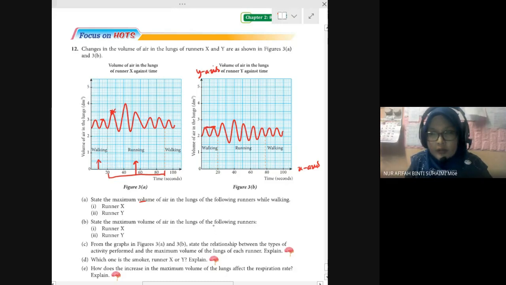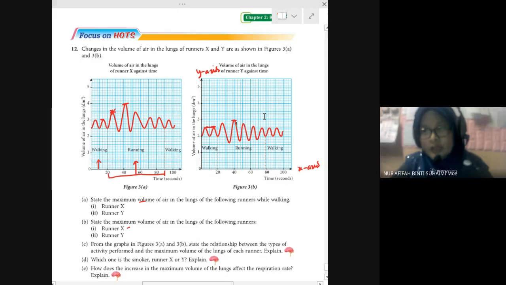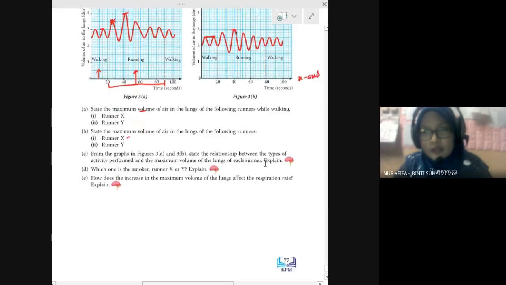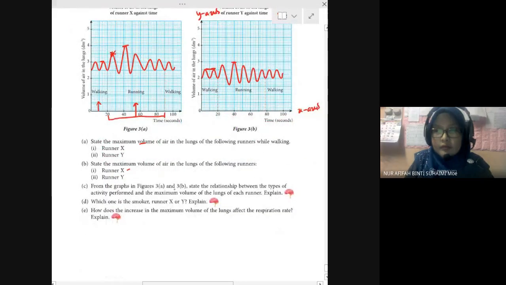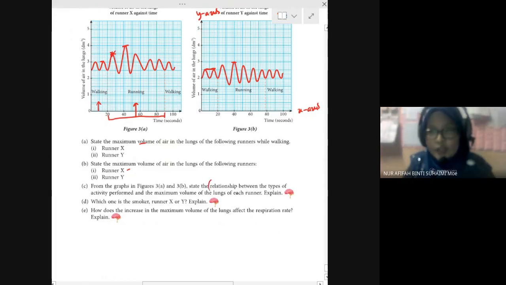State the maximum volume of air in the lungs of the following runners. Runner X maximum is 4. Runner Y maximum is 3. Maksudnya runner Y ni lemah sikit lah daripada runner X. Okay. Soalan ni senang je kan. Okay. Kalau soalan nak state relationship. Okay. Ini sampai form 4, form 5 akan ada soalan relationship.